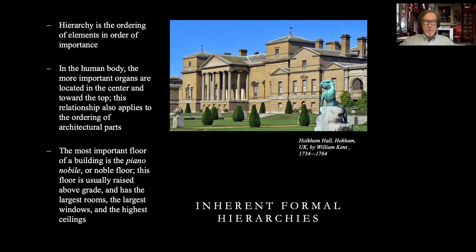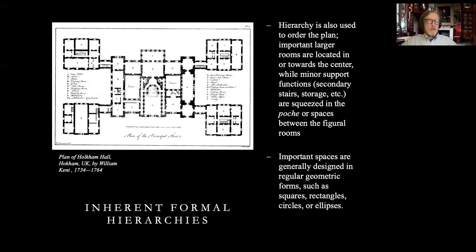The most important floor of a building is called the piano nobile, or the noble floor. This floor is usually raised above grade and has the largest rooms, the largest windows, and the highest ceilings. This hierarchical relationship should extend to the way that the plan is ordered. The largest, most important rooms are located in the central mass. Secondary supporting spaces are located at the perimeter.